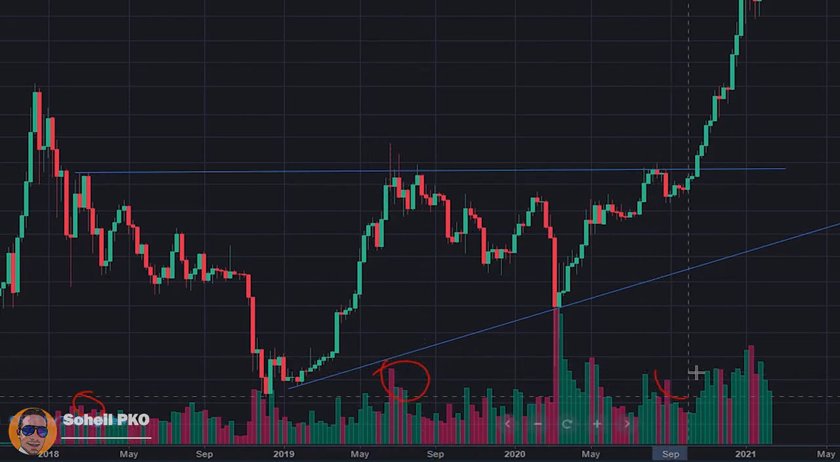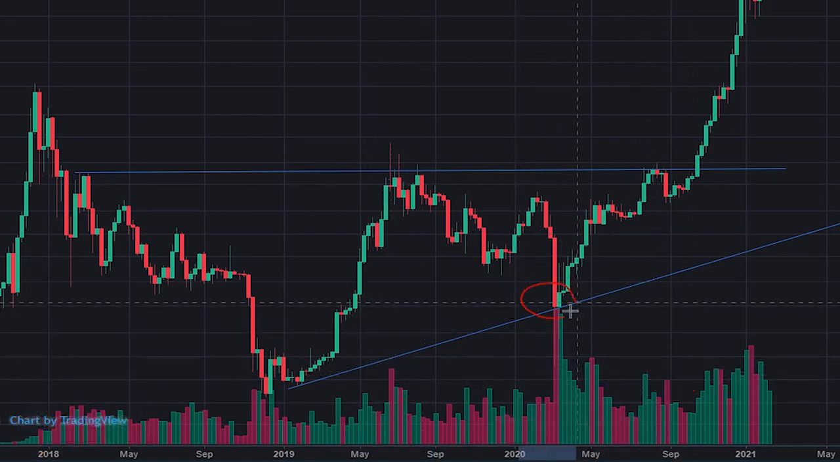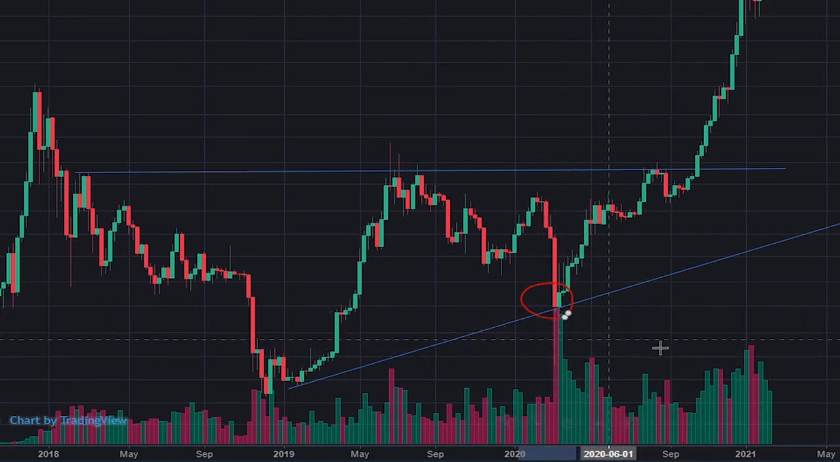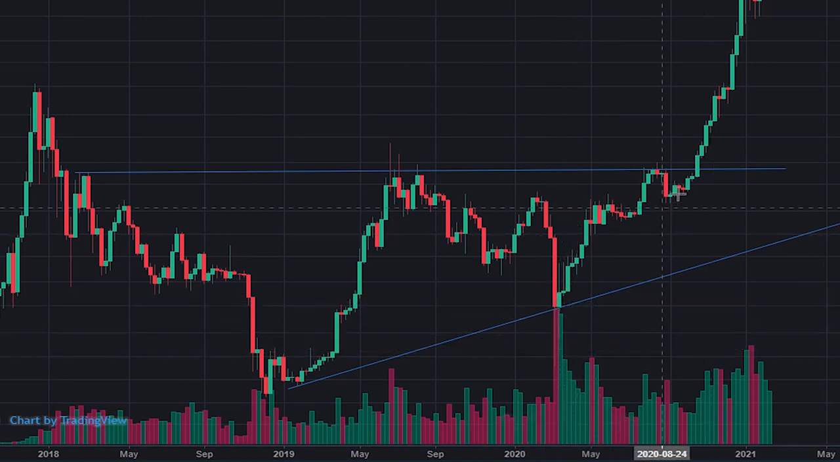Here in mid-March 2020, you see that we had a very significant selling volume, but after that, as you can see, the buying volume significantly increased. If you compare this part with this part, you can clearly see that the buying volume from this point increased significantly. But here again, the resistance level stopped further advancing of the price.